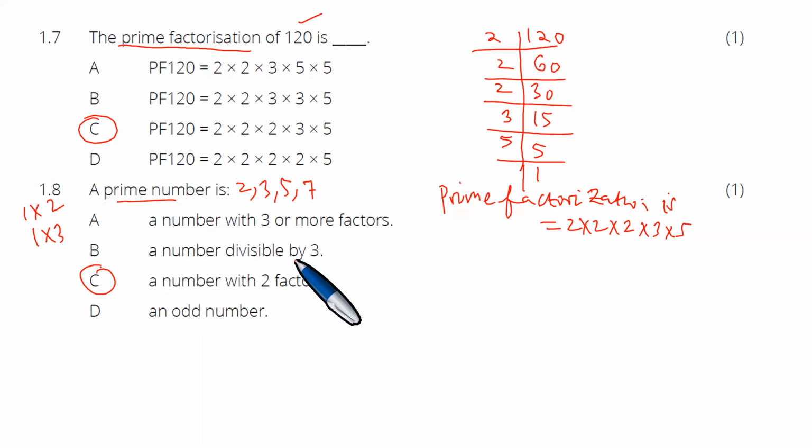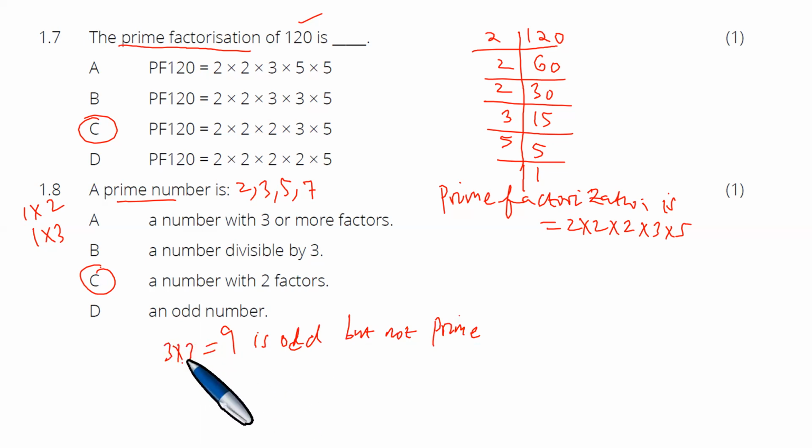All right. So a number with 2 factors would qualify, because an odd number like 9 is odd, but it's not prime. Why? Because the number 9 has the factor 1 and itself. You get the point. So you have that. So let's look at some of these questions.